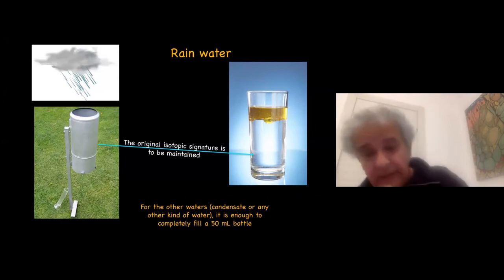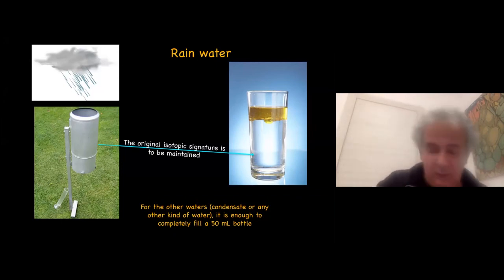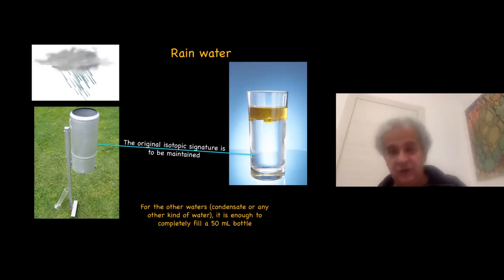Okay. For the other waters, it's very simple. For the condensate, we have seen before. For the water, you take the water, you fill a bottle, 50 mils are enough to do the water isotopes.